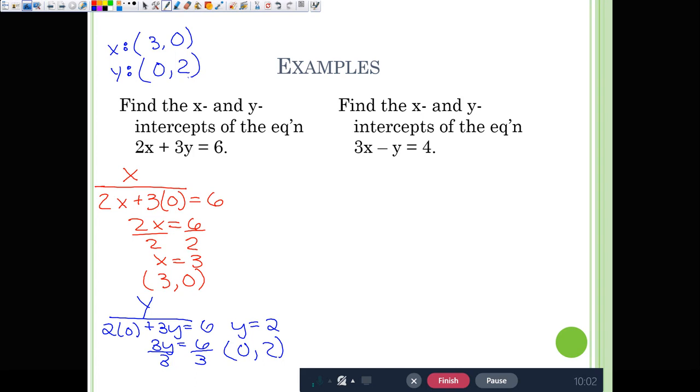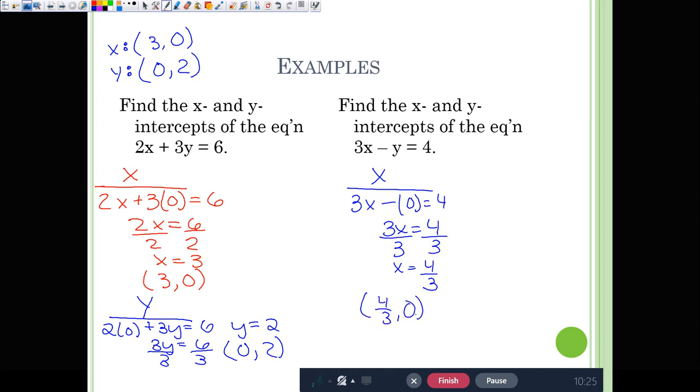Alright, so let's solve for x here. My x-intercept. I'm going to have 3x minus, I'm going to put a 0 in for y, equals 4. So that's going to be 3x equals 4. I'm going to divide by 3, and x is going to equal 4 over 3. So this intercept is going to be 4 over 3, comma 0, my x-intercept.